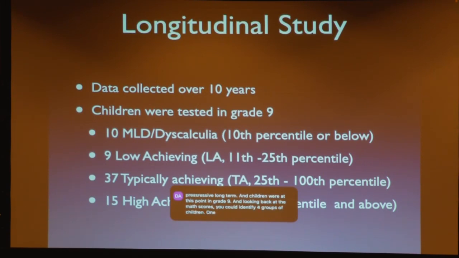One group of children had very persistent math difficulties, demonstrated over a period of, I think, 6 years, and they were in the 10th percentile or lower. Then you had a low achieving group between the 11th and 25th, a typically achieving group, as well as a high achieving group, which, by the way, is a group that I think we don't look at enough and should be looking at more, at both ends of the distribution.